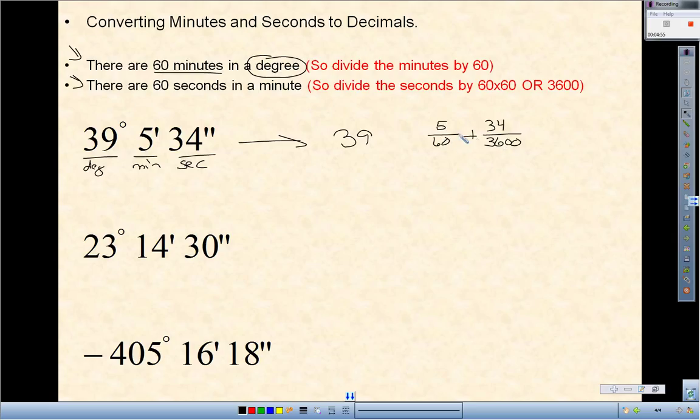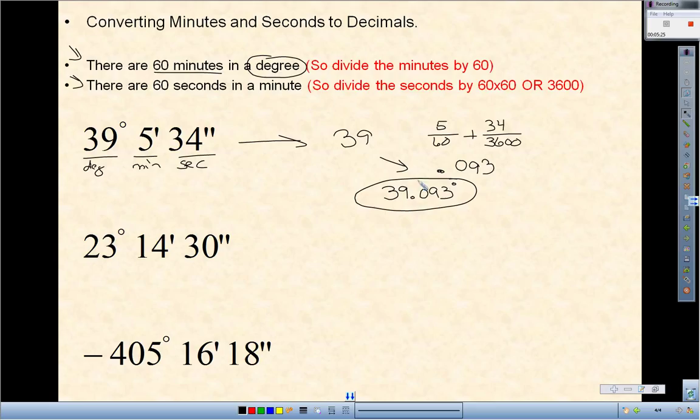So what I'm going to do is use my calculator. 5 over 60 plus 34 over 3600, and if I round that to 3 decimal places, that's going to give me 0.093, and so don't forget about the 39, so I'm going to have 39.093 degrees.